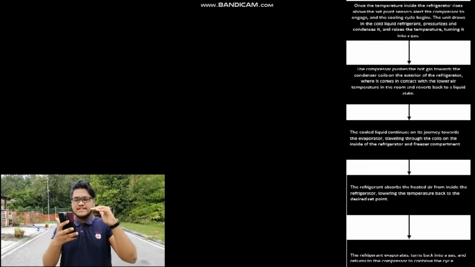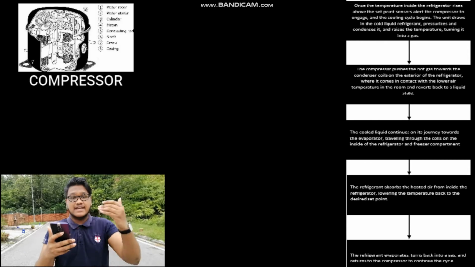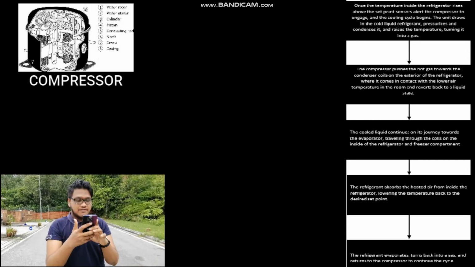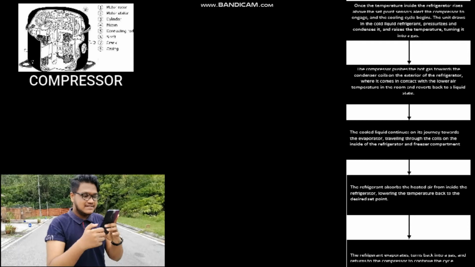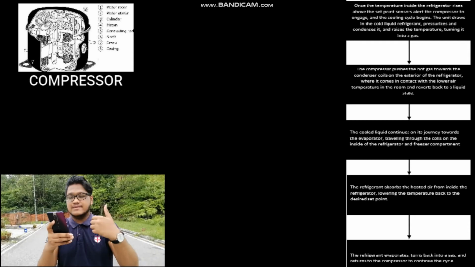The main parts that make it actually serve its purpose are these 5 main components. A simple flowchart of how it works: first, when the temperature rises above the set point, certain sensors will alert the compressor and the cycle begins. The cold liquid refrigerant enters and gets pressurized and condensed, and when the temperature is raised, it becomes a gas.